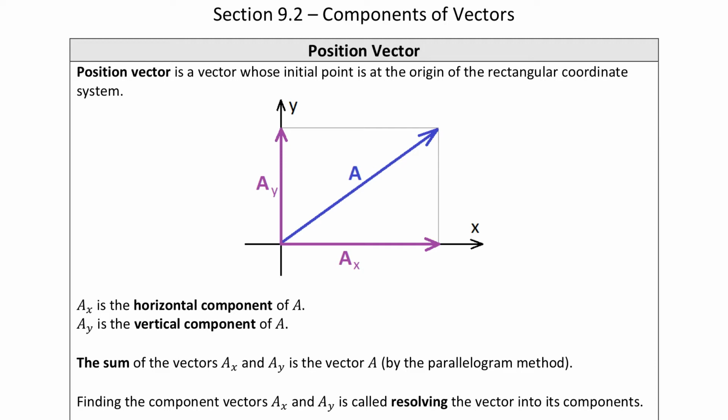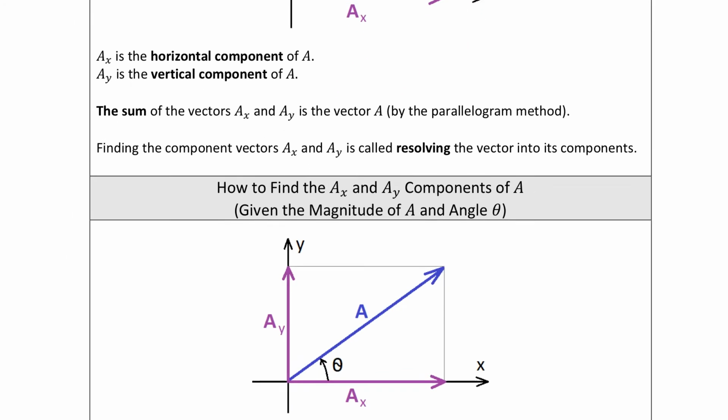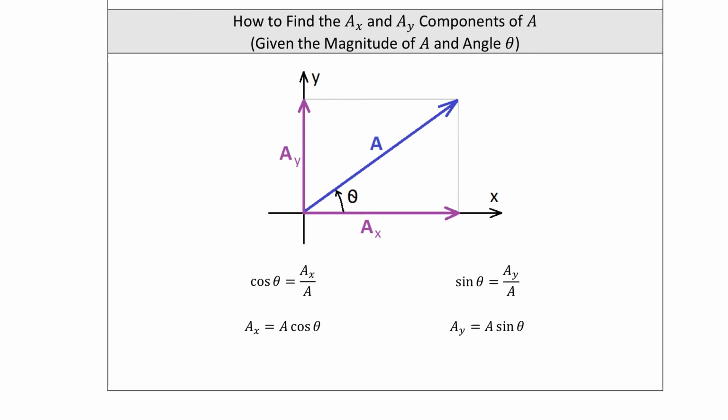Now, if we look at these two vectors, a sub x and a sub y, we see that both of them start at the origin, and if we form a parallelogram, then we can say that vector A is the sum of vectors a sub x and a sub y. So, by the parallelogram method, vector A represents the sum of the vectors a sub x and a sub y. But if we are given vector A and we have to find the components a sub x and a sub y, this process is called resolving the vector into its components. Next, we will see how to find the horizontal and the vertical components of vector A.